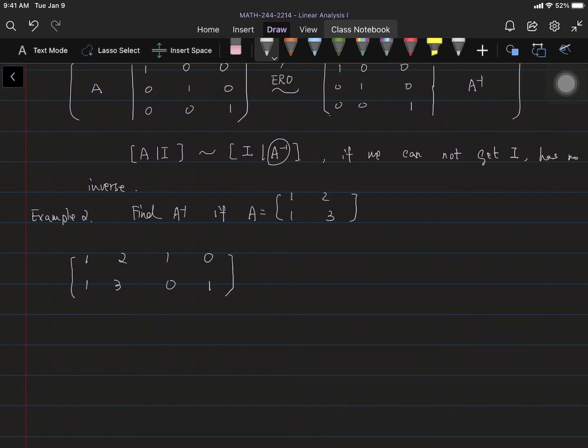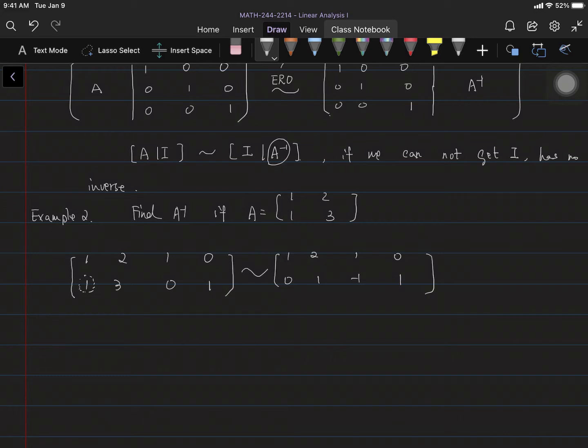Okay, and do the row operation. Reduce the left side into identity. So definitely the first step, we need to make the 1 into 0, right? So 1, 2, 1, 0. So 1 times -1 added there. 1 times -1. So it should be -1, 1.